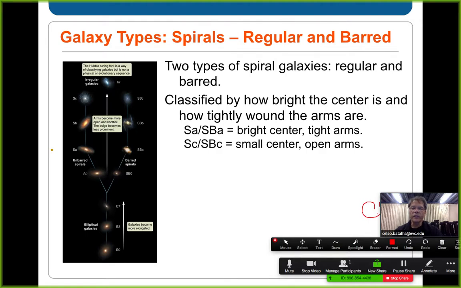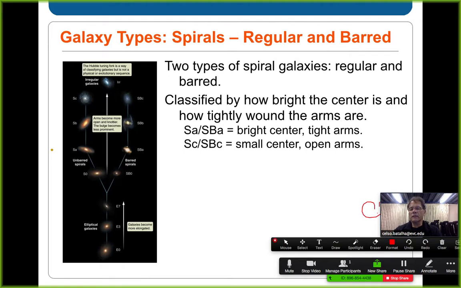bar-like structure. In the tuning fork diagram, the spiral galaxies that happen to be on the right-hand side of the tuning fork are spiral barred galaxies. And then you can see in the illustration, they have a kind of a line, a bar, or a rod. In fact, it's a rod of stars that goes across their bulge. So those are the spiral barred galaxies.